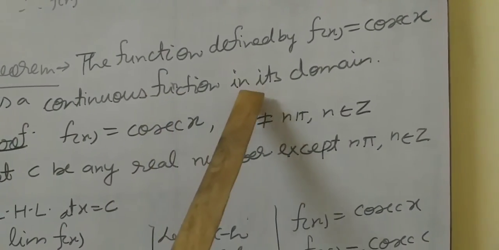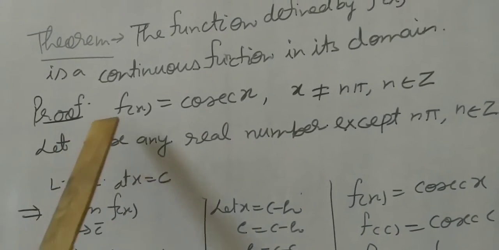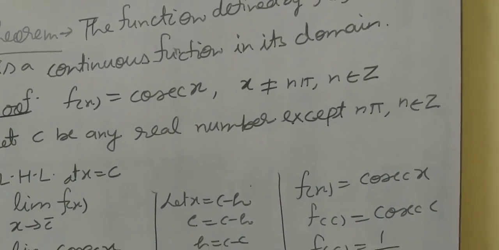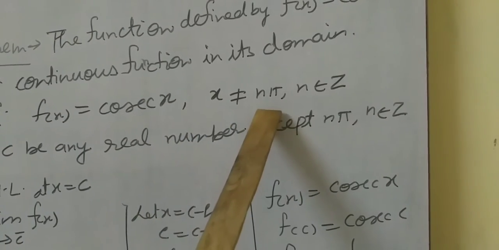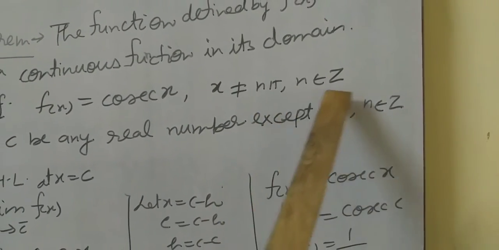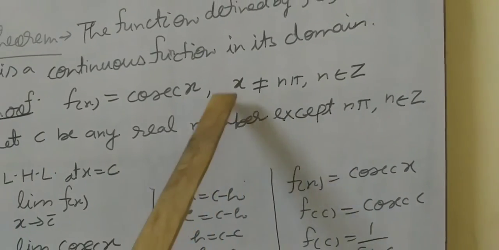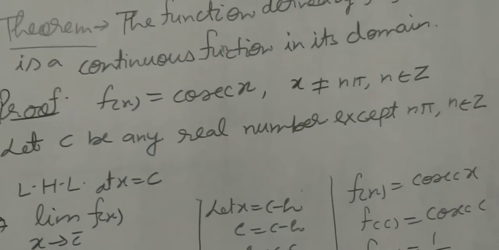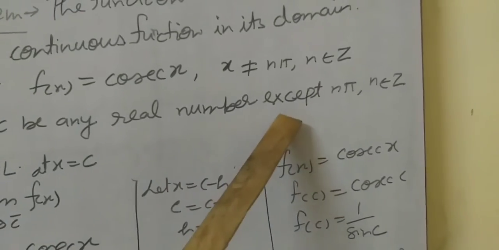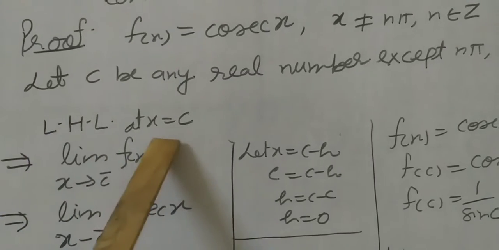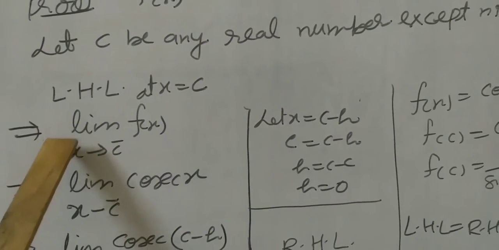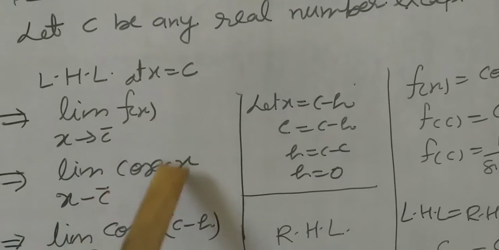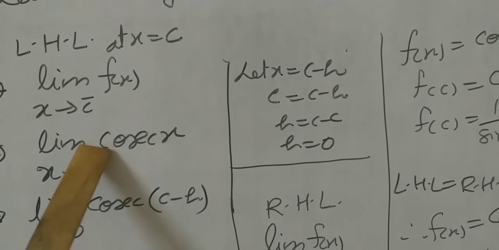Now students, the function defined by f(x) equal to cosec x is a continuous function in its domain. In f(x) equal to cosec x, x should not be equal to n pi, n belongs to Z. This is the domain of cosec x. Let c be any real number except n pi, where n belongs to Z. So now students, LHL at x equals c: limit x tends to c minus f(x), so limit x tends to c minus cosec x.